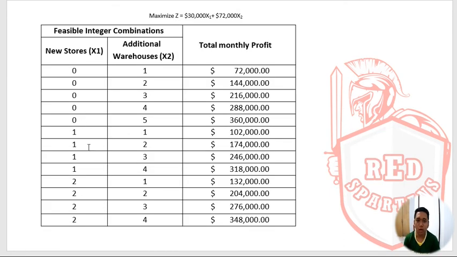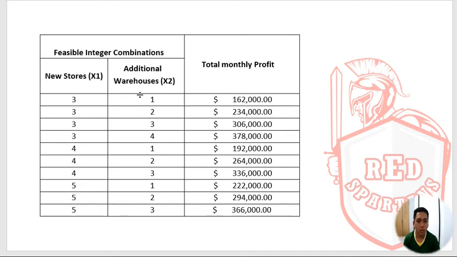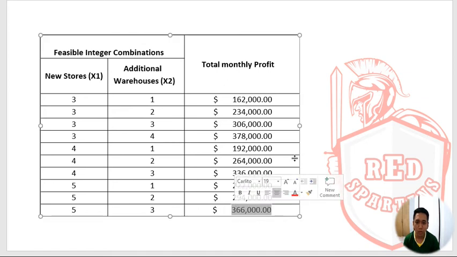04, 05, 11, 12. So we solve all the z values. 24, we are not done yet. 31, 32, 33, 34, 41, 42, 44, 51, 52, 53. And then we will look at which has the highest profit. On this one, which has the highest profit? This one, 36600. Sorry, this one instead, 378.